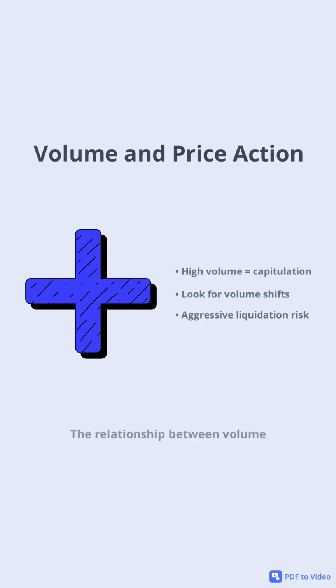The relationship between volume and price action is crucial. High volume on a down day, as seen in DVLT, often signals capitulation. However, without a stabilization in price, it's more likely a sign of aggressive liquidation. Traders should look for a shift in volume dynamics, such as high volume on an up day, as a potential early sign of a reversal.